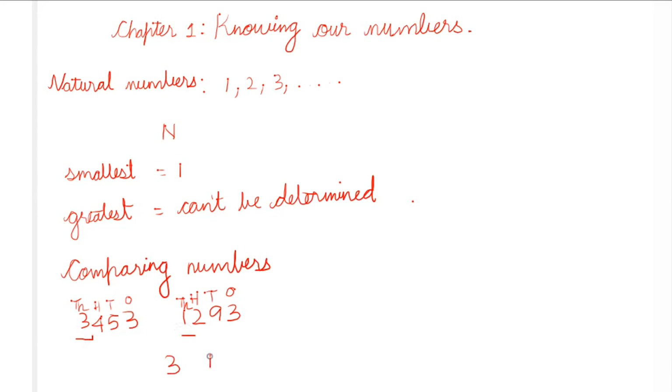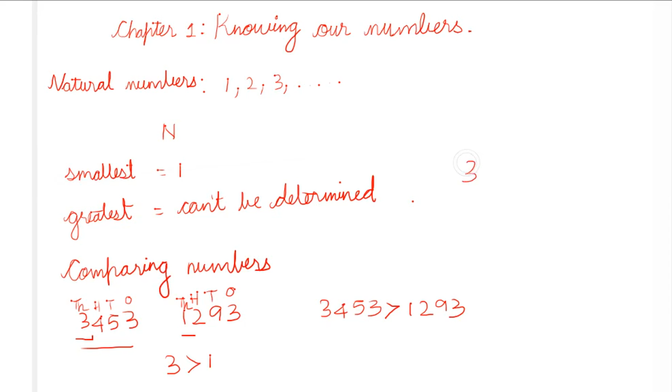So which is greater, 3 or 1? 3 is only greater. So 3453 is greater than 1293. Okay. Here since the thousands digits were different, it was easier.